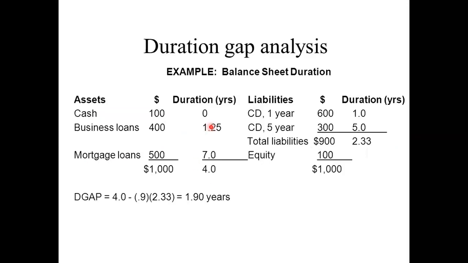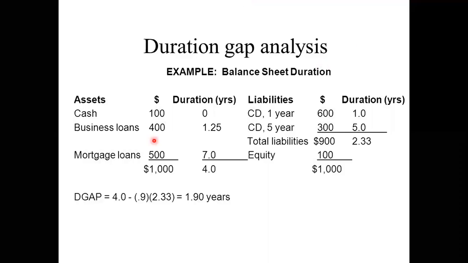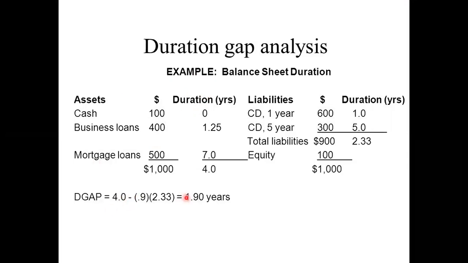So here let us have an example. Please look at this example for a while. A duration gap is not a difference between duration of assets minus duration of liabilities. It has a little bit different way, right? So duration of the asset equals 4. We take this value here, and to find the duration of liabilities, we have to make some small adjustments. First, we take this one, taken from here, total liabilities 2.33, and 0.9.